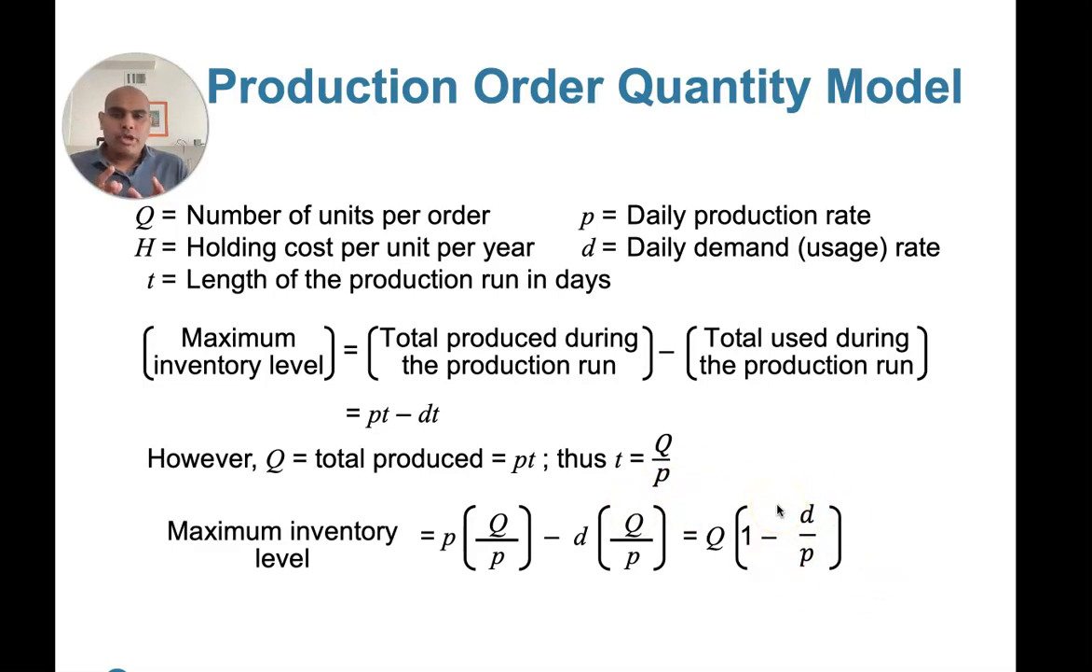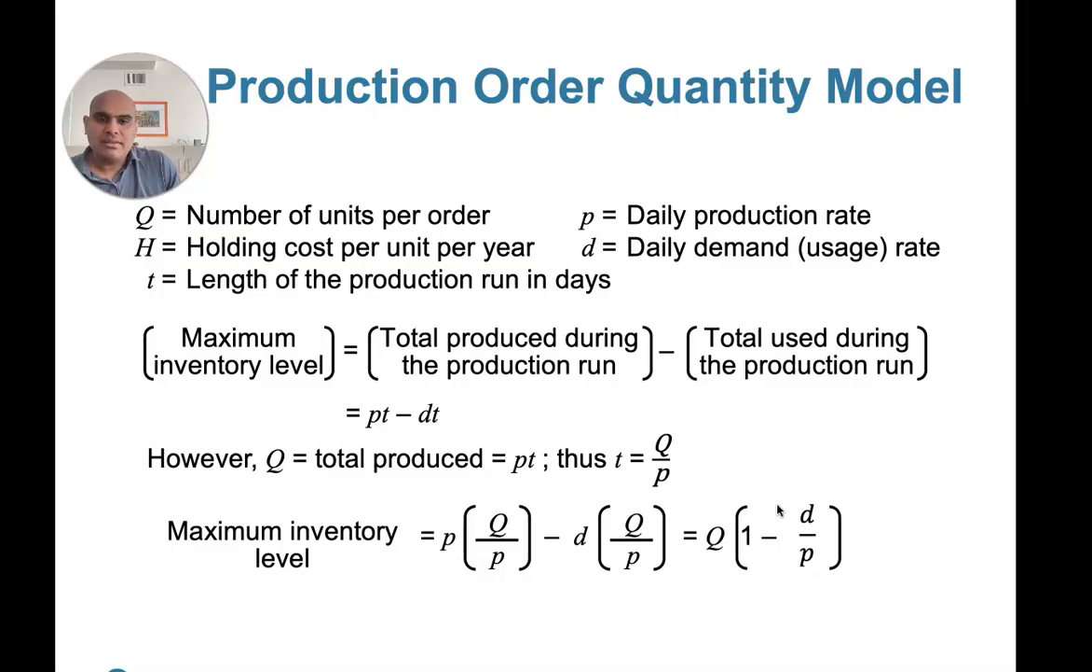So in the economic order quantity model, the maximum inventory level that you reach is Q, because you place an order, it might arrive after a lead time, but the whole order arrives at once. So your inventory becomes capital Q, right? But in the production order quantity model, you are using up some of the inventory as you're making it. So the maximum inventory that you reach is less than that.